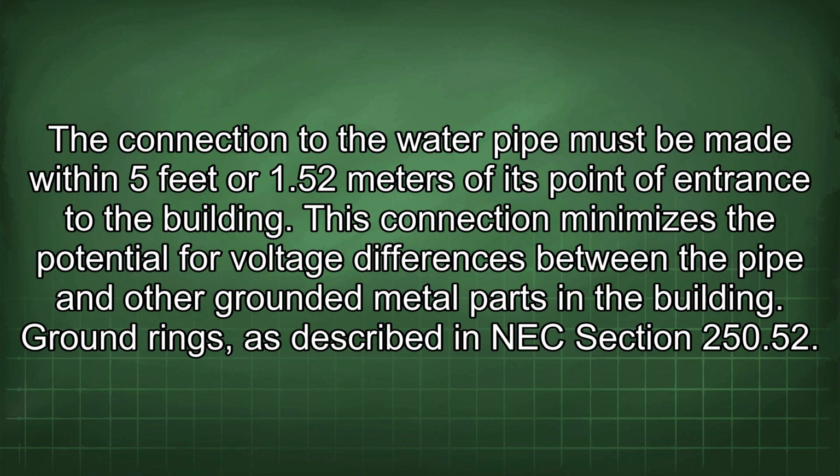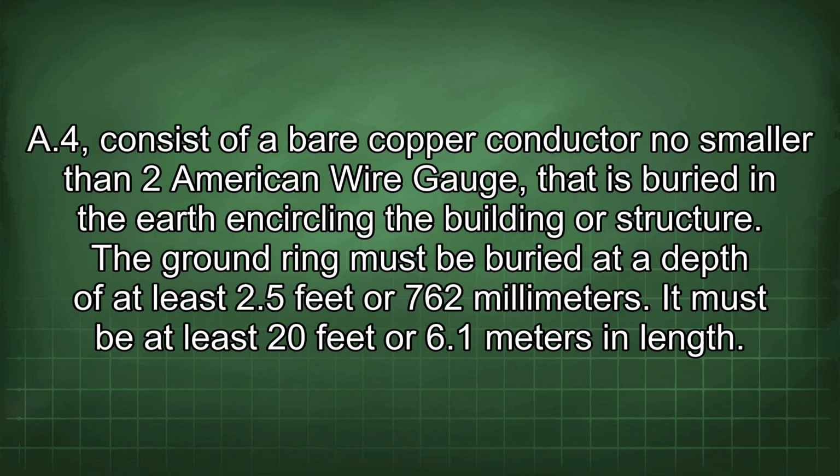Ground rings, as described in NEC Section 250.52(A)(4), consist of a bare copper conductor no smaller than 2 American wire gauge that is buried in the earth encircling the building or structure. The ground ring must be buried at a depth of at least 2.5 feet or 762 millimeters. It must be at least 20 feet or 6.1 meters in length.